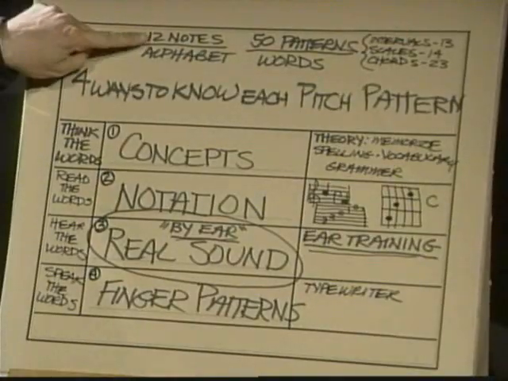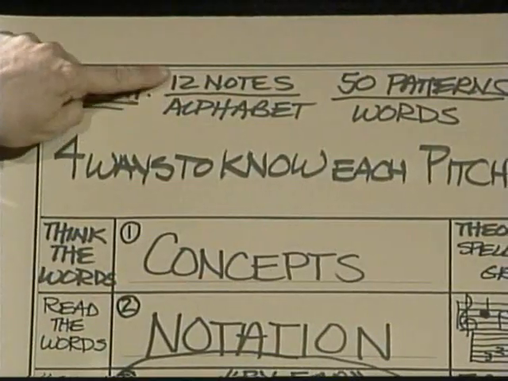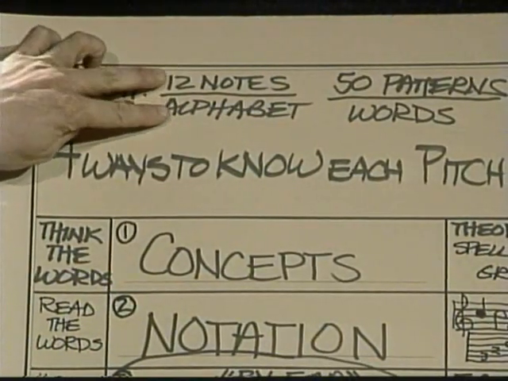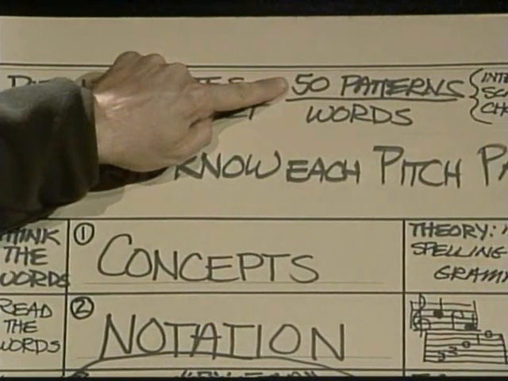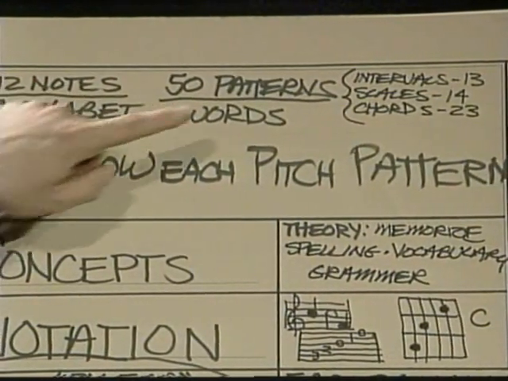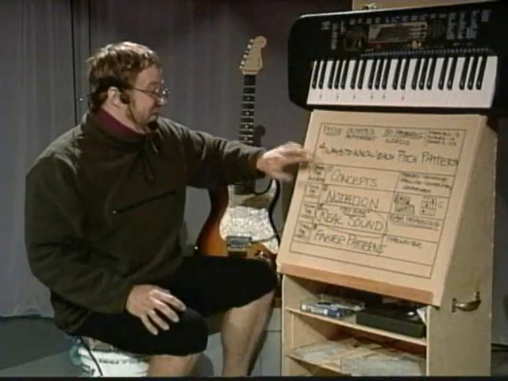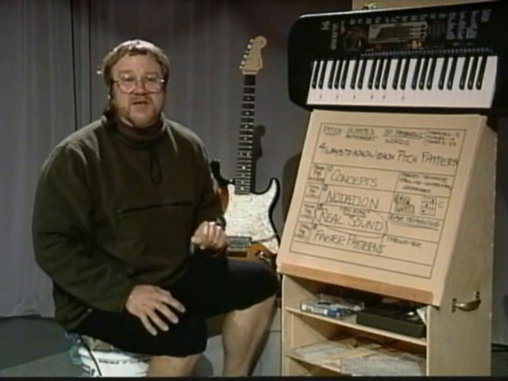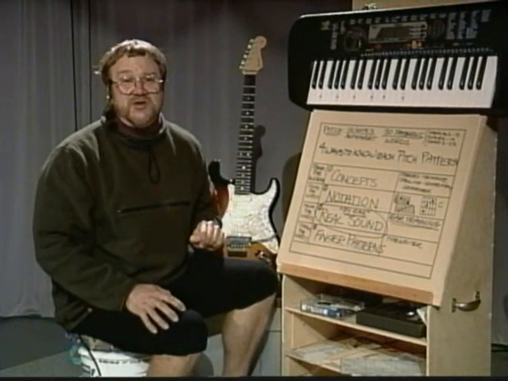What do we know about pitch so far? Well, we've got 12 notes, and that's kind of like your alphabet. And what we've spent so much time learning is how to form these 50 different patterns, which are very much like words in the language, spelled out of that 12-note alphabet. And just like any word in any language, these patterns exist in 4 different dimensions, and you need to know something about them in each dimension. There are 4 ways to know each pitch pattern.